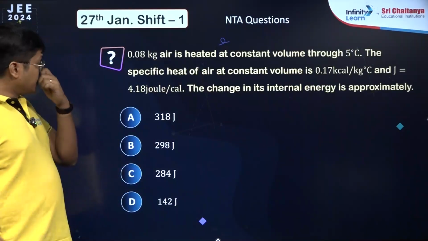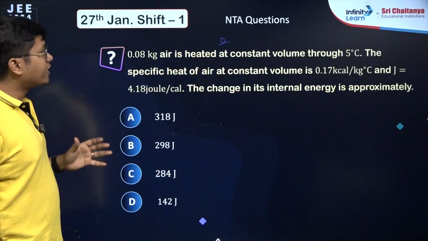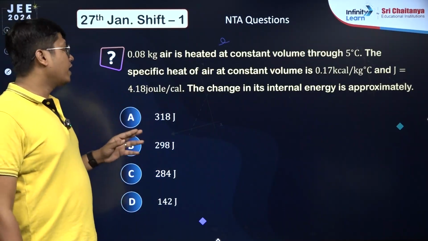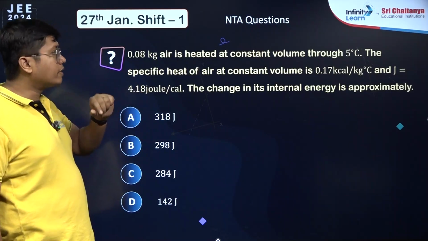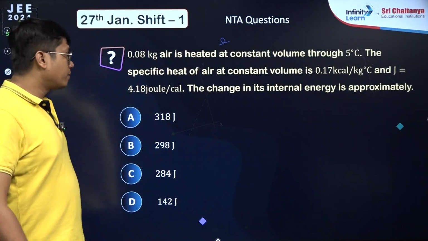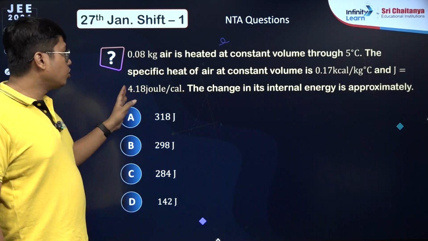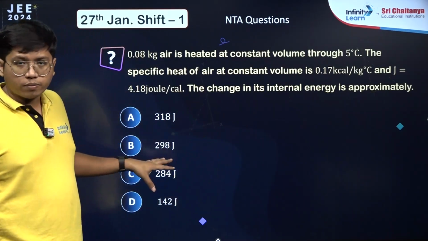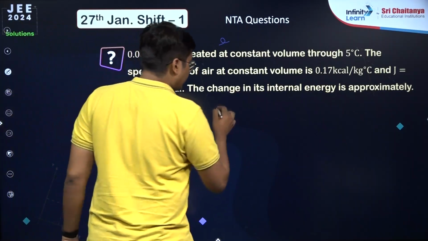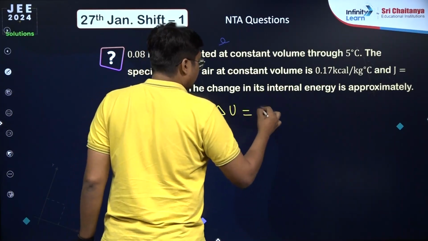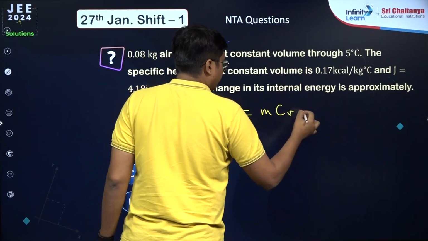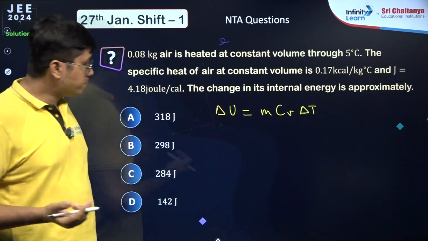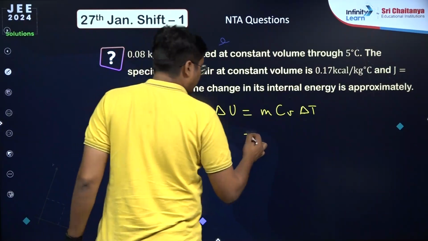Next question says 0.08 kg air is heated at a constant volume through 5 degrees Celsius. Specific heat of the air at constant volume is 0.17 kilocalorie per kg per degree Celsius, and 1 calorie is this. What is the change in internal energy in terms of joule? So internal energy, delta U, is m C_V into delta T. That is always the change in internal energy. Mass is provided to us. It's just putting the values in.